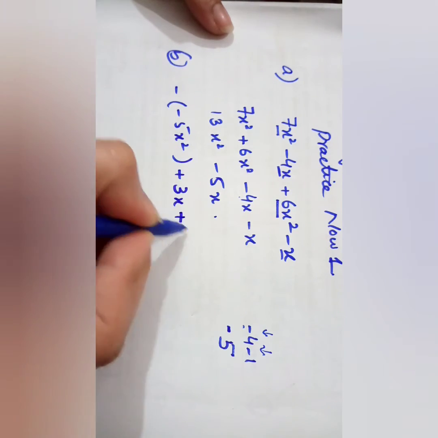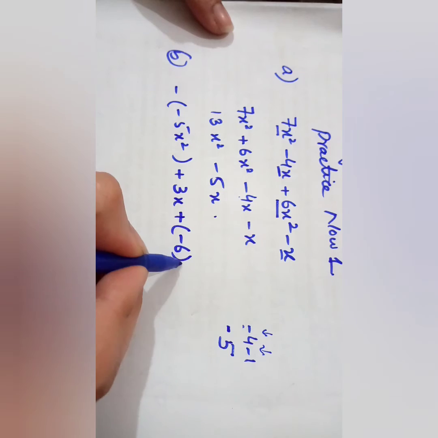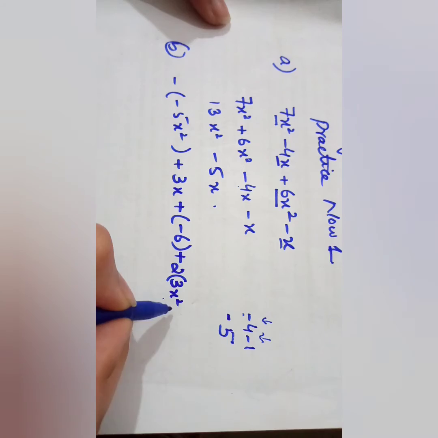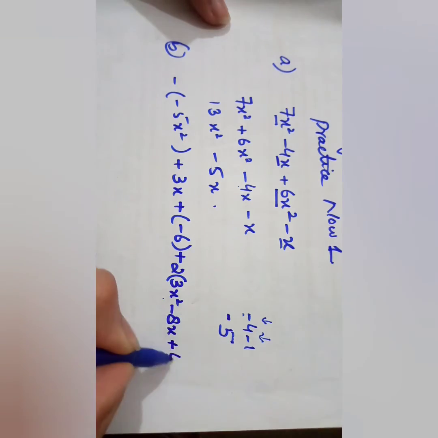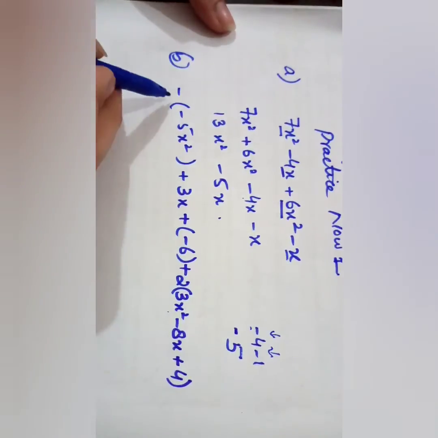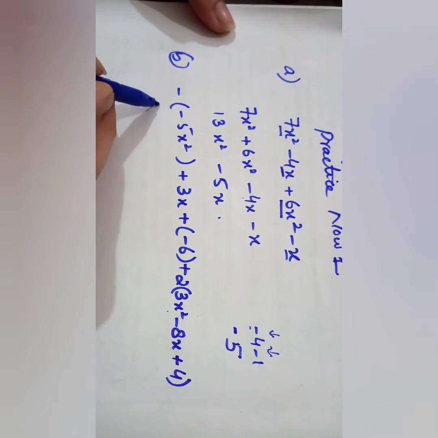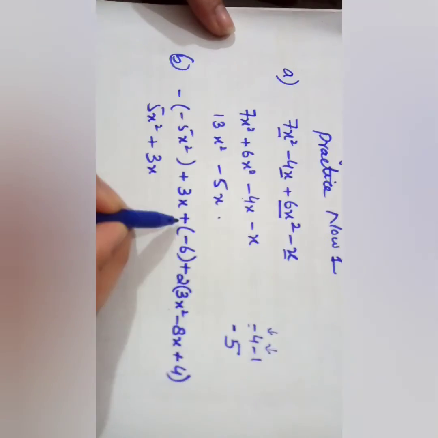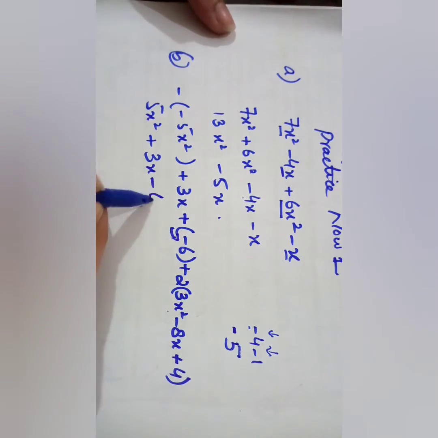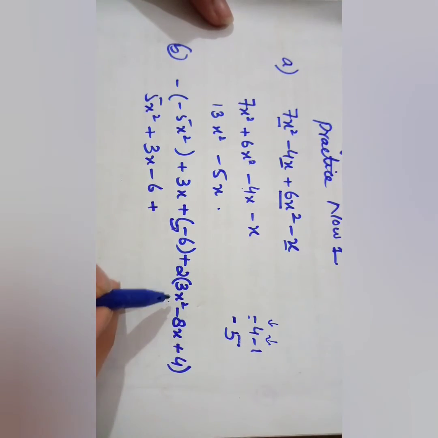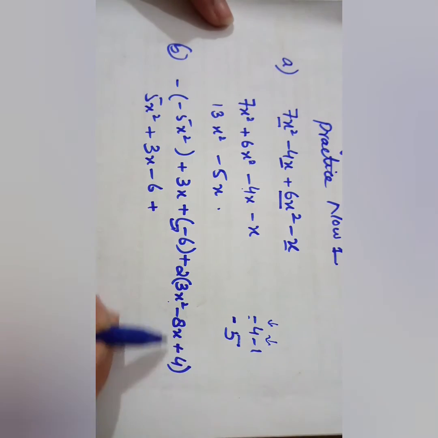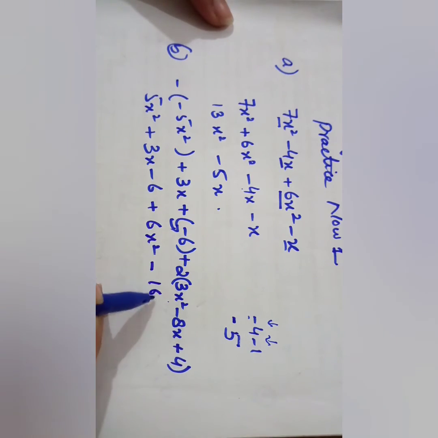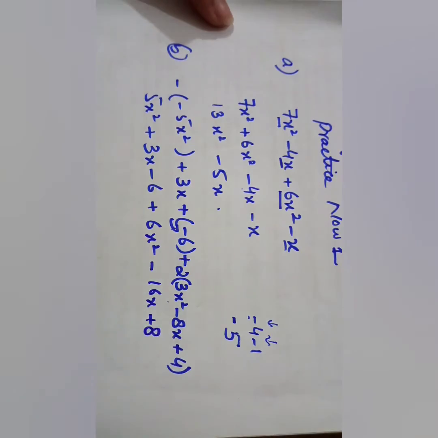Now move towards part B, and we have minus 5x square plus 3x plus minus 6 plus 2 into 3x square minus 8x plus 4. So again, minus sign outside the bracket, the inner sign will become plus, then plus 3x, again plus sign, so the inner sign will remain the same, minus 6. This 2 is multiplied with all the terms, 1, 2, 3, three terms inside the bracket. 2 3s are 6x square, minus 2 8s are 16x, 2 4s are 8.